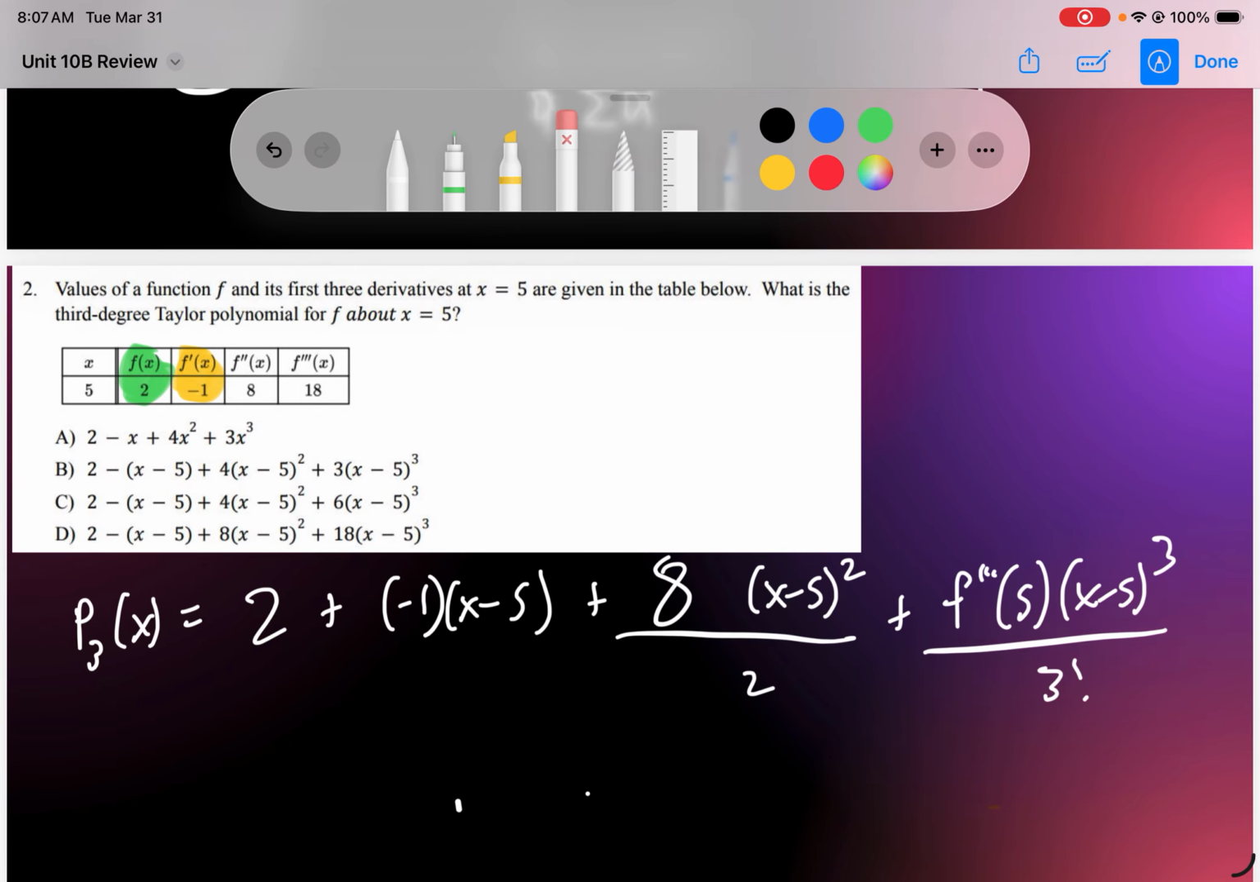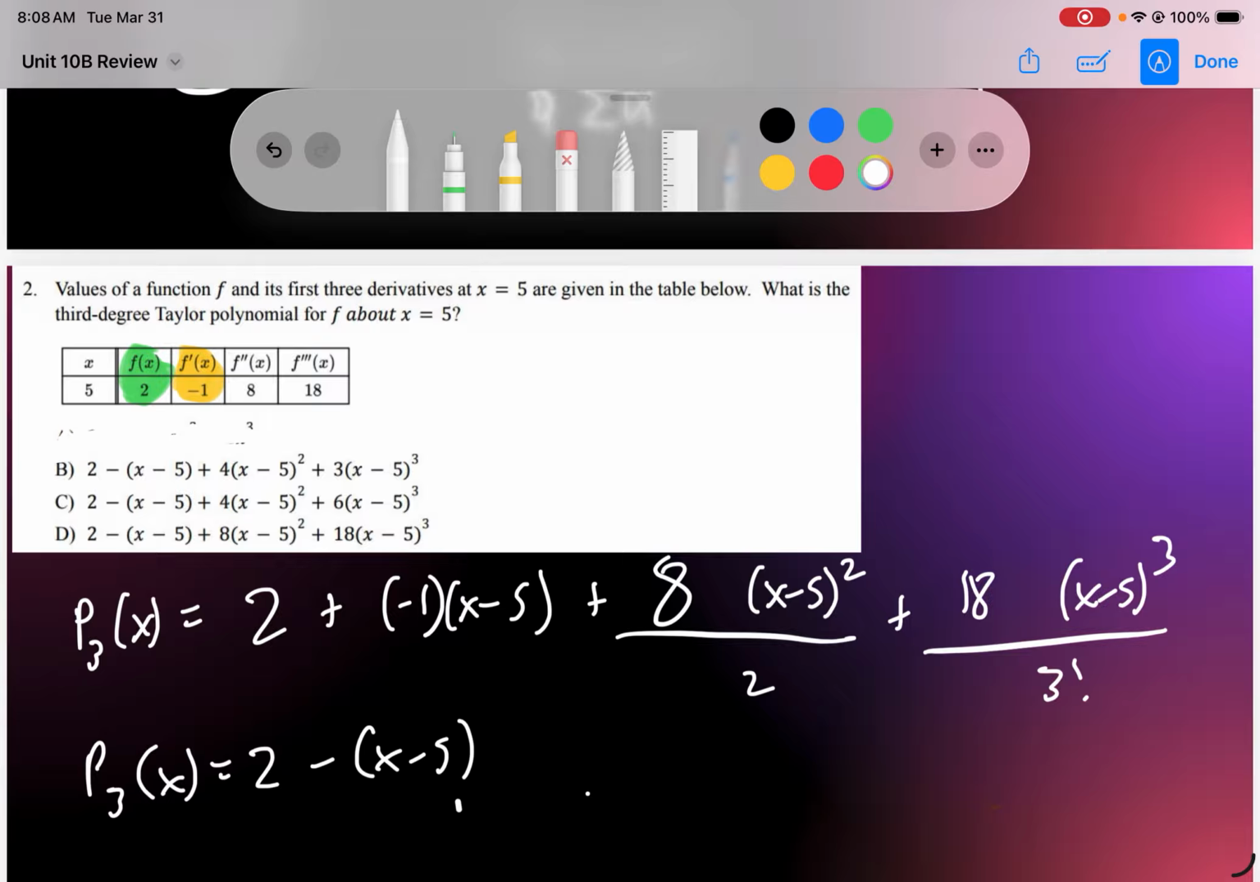And f triple prime of 5 is 18. Now I gotta pick which one is the same, so I'm gonna do a little reducing. You can probably already tell which one's gonna be. X minus 5. So based on this, A is not right. And then the 8 and 2 reduced to 4. So D is not right.